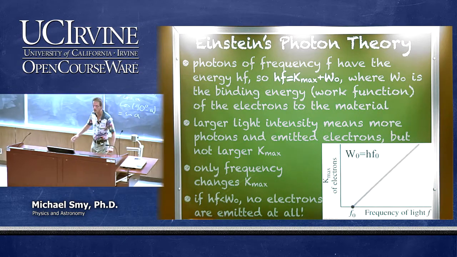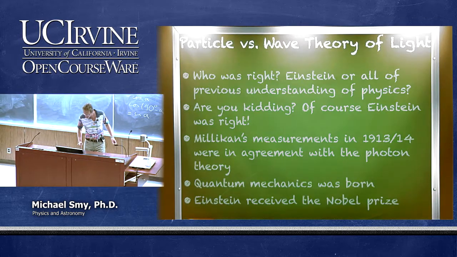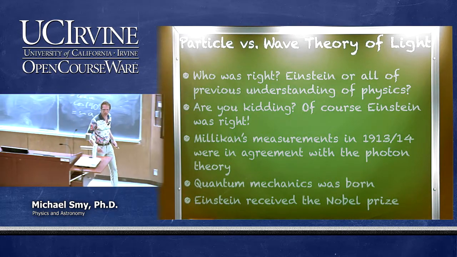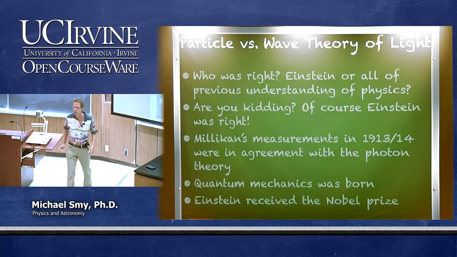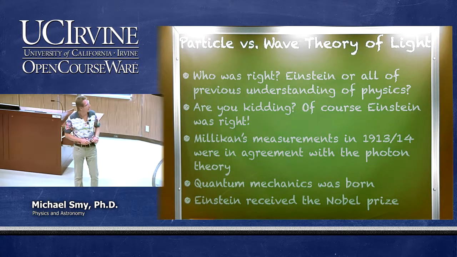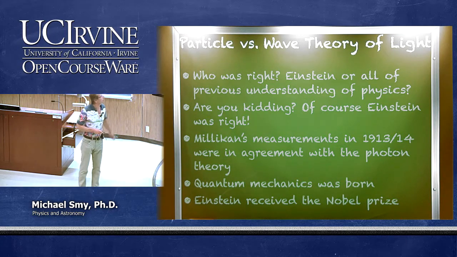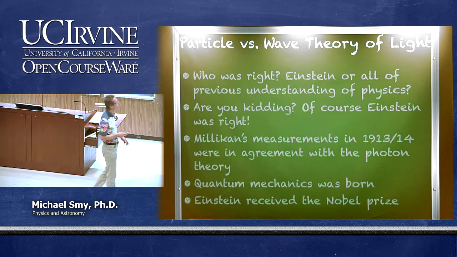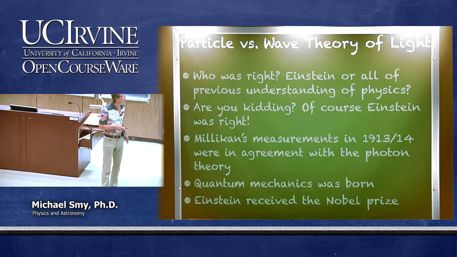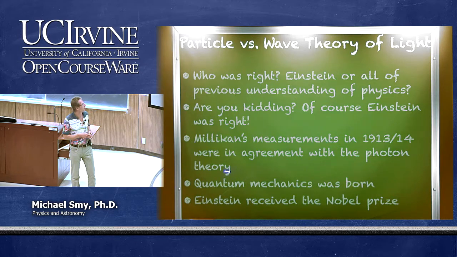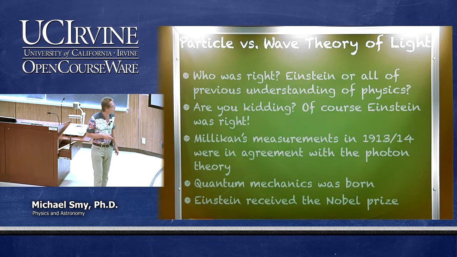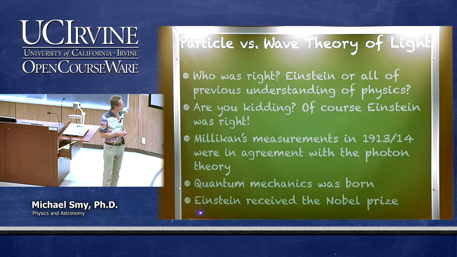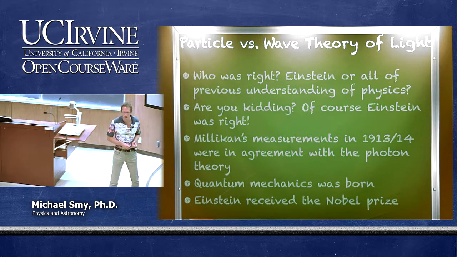And so the big question is, who is right, Einstein or all of physics before Einstein? And the answer is obvious. Of course, Einstein is right. He tends to be. He's almost always right. So Millikan measured the photoelectric effect in 1913, 1914, and the results were in agreement with the photon theory. And that was the birth of quantum mechanics, and Einstein received the Nobel Prize.